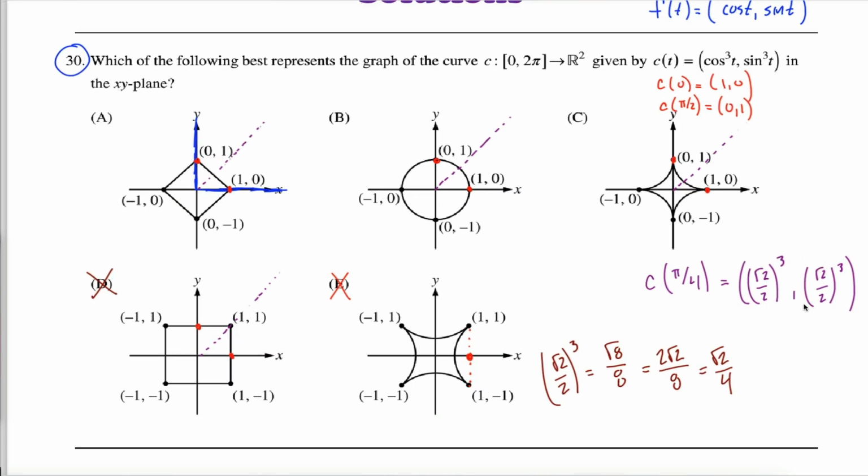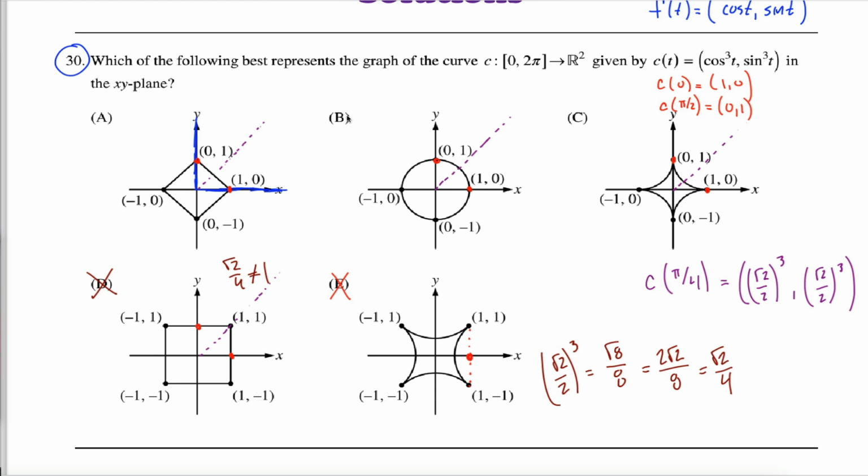And then we could also know that those x and y coordinates are equal, so therefore they have to be on this dotted purple line. And the only point on this graph in the first quadrant that's on this dotted purple line is this one with x and y coordinates of 1. So since root 2 over 4 does not equal 1, this can't be my answer. What about the rest of these guys?